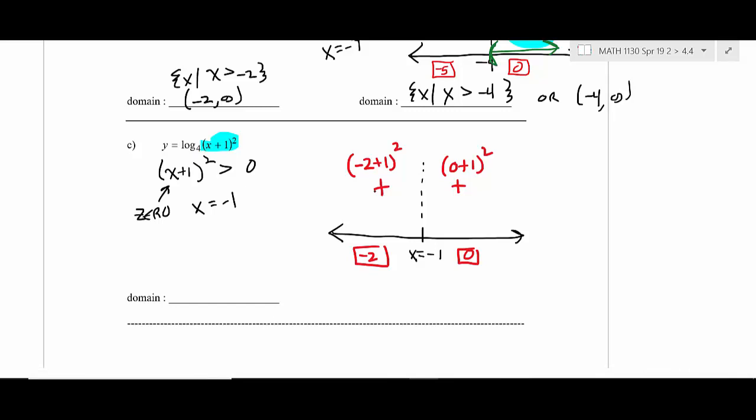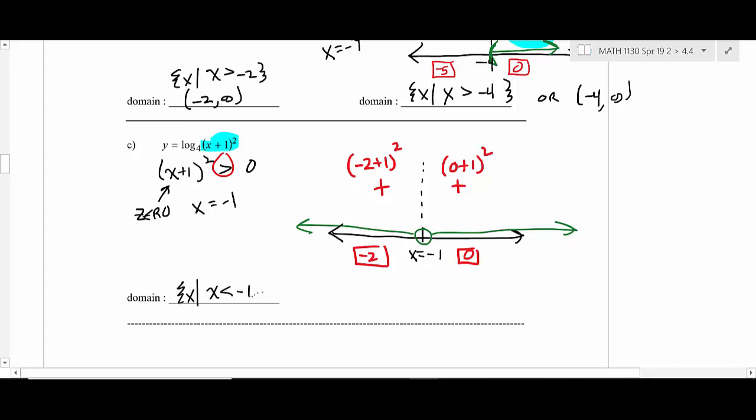Now, you have to be really careful about this. We're looking at where this is positive. And if you did a graph on a number line, it would be all the numbers bigger than -1 and all the numbers smaller than -1, but it couldn't be -1, okay? Because if x is -1, then you're equal to 0. So your domain, we would have to say either set of x, x less than -1, or x greater than -1. It's just every number except -1. And then in interval notation, you could say -infinity to -1, union -1 to infinity.